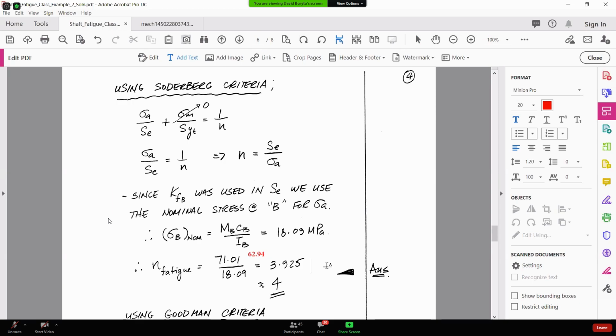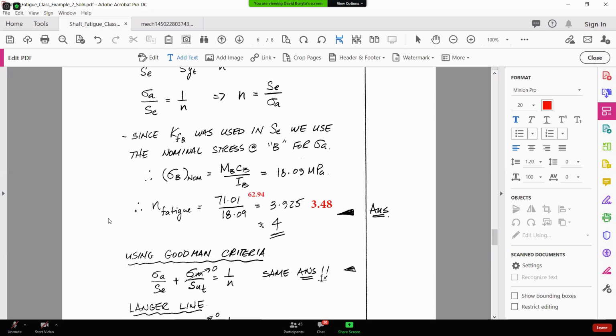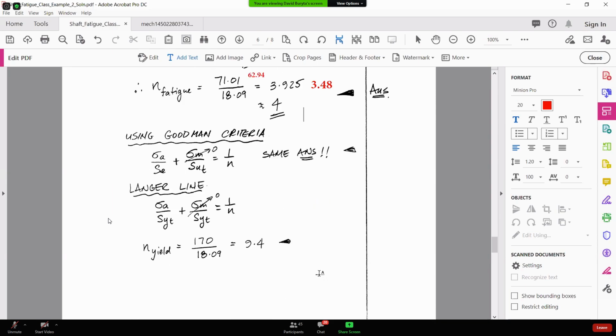I got 3.478, 3.479, let's say. Okay, close enough, right? So you see there's a difference depending upon which edition you're using, okay? So again, this is why it's important that you tell me which edition you're using, okay? So if we use the Goodman criteria, we get the same answer as I said before, because this mean stress would go to 0. Does everyone understand why the mean stress goes to 0?